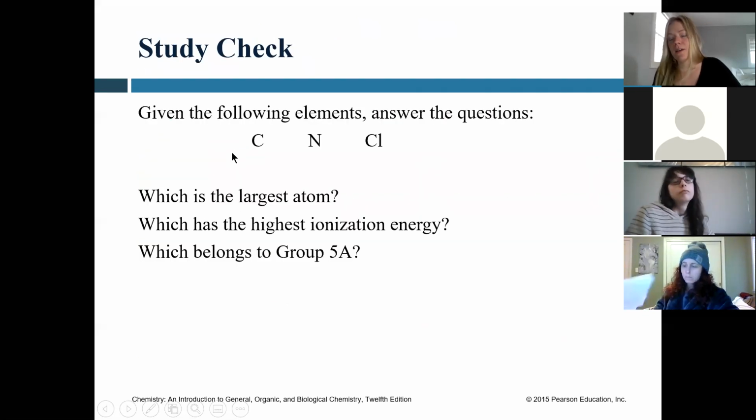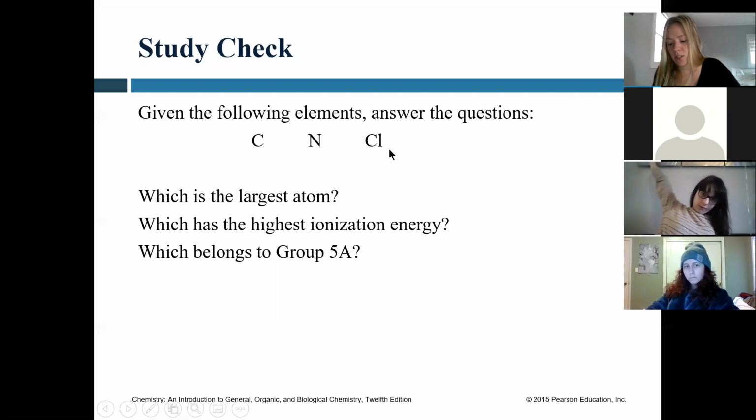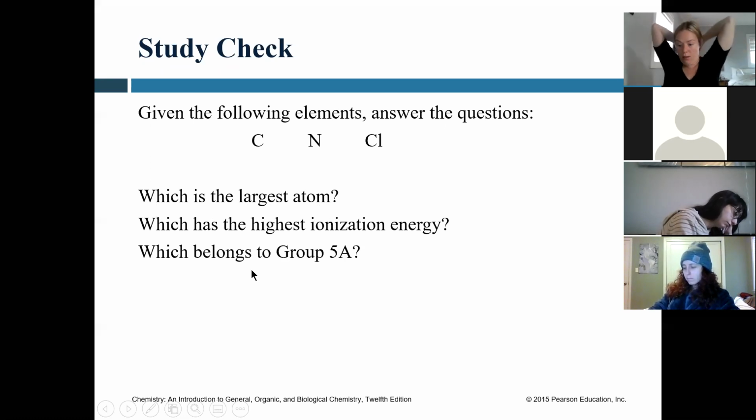Let's do it. Okay, so we've got carbon, nitrogen, and chlorine. Find those on your periodic chart. Carbon and nitrogen are right next to each other. Chlorine is just down and to the right. Determine which one is the largest, which one has the highest ionization energy, and which one belongs to group 5A.